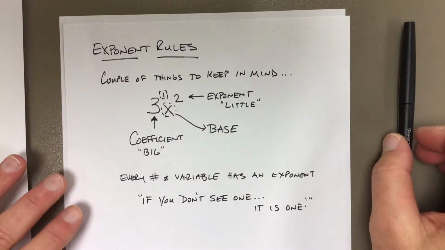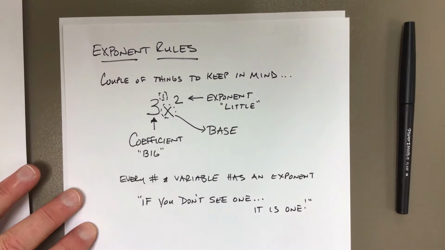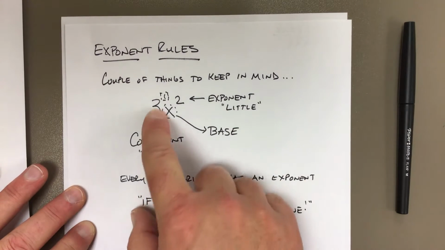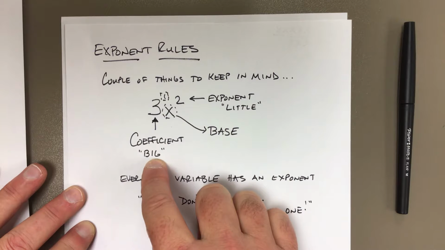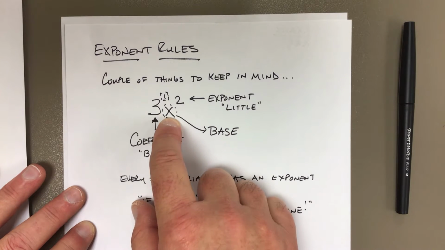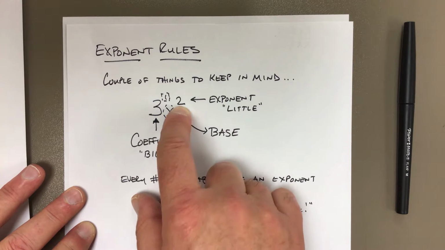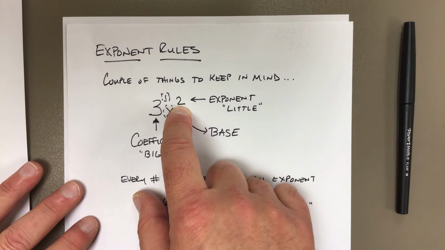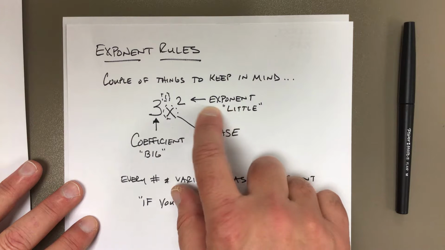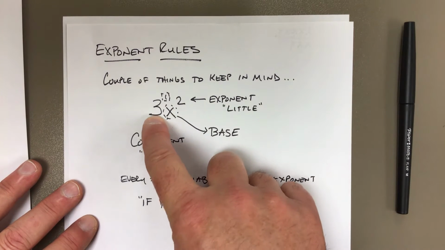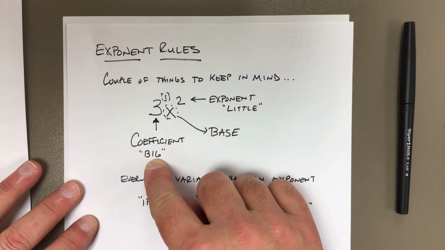Exponent rules, continuing with those. A couple things to keep fresh in your mind. You've got a coefficient, which I refer to as the big number. That's always attached to a variable. In this case, our variable is x, and that's the base, because it has an exponent of 2, which we call the little number. So the exponent is up here. This is the coefficient, which is the big number.